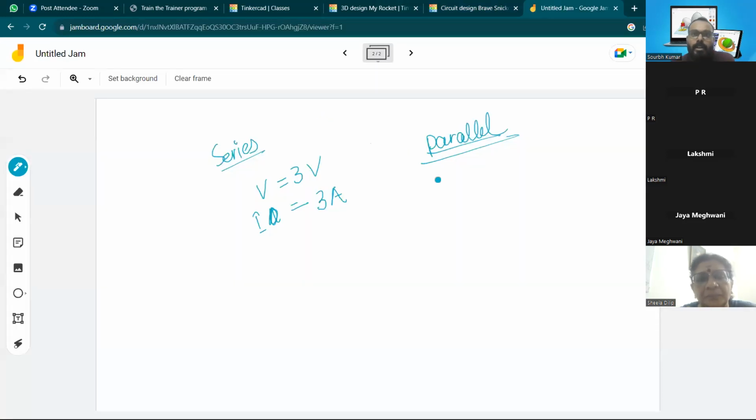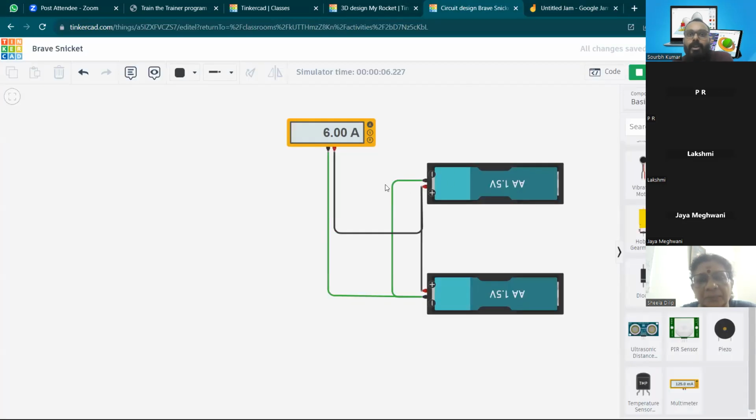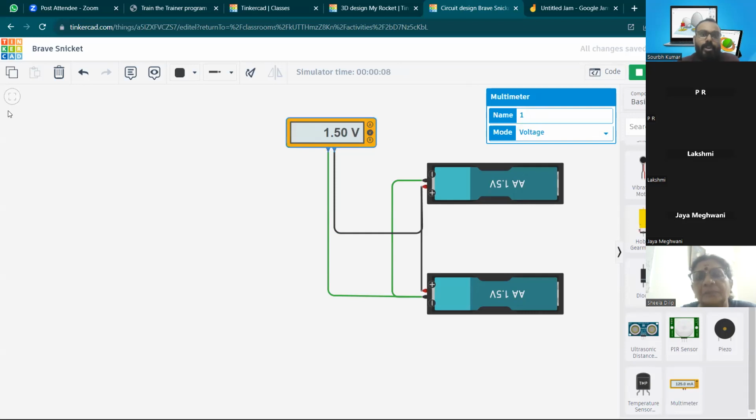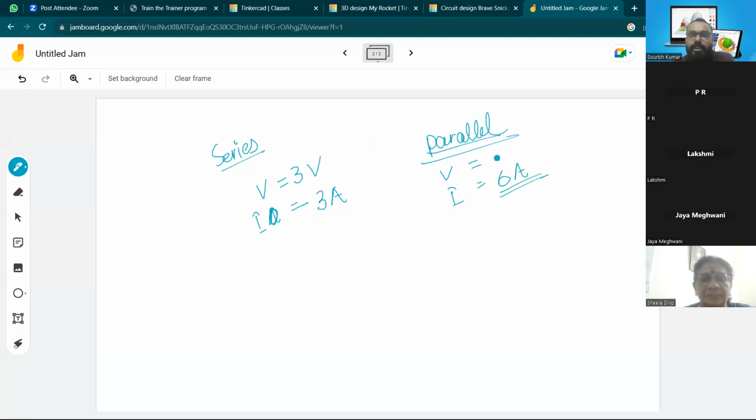So in parallel, the V and I, let's see what happens to both. The ampere, the current carrying capacity, increased, that is 6 ampere. And let's see what happened to the voltage. So voltage will remain the same in parallel connection. So voltage in here we got is 1.5 volt. So now you can correlate these two. So in series, V equivalent will become V1 plus V2, and I will remain constant.